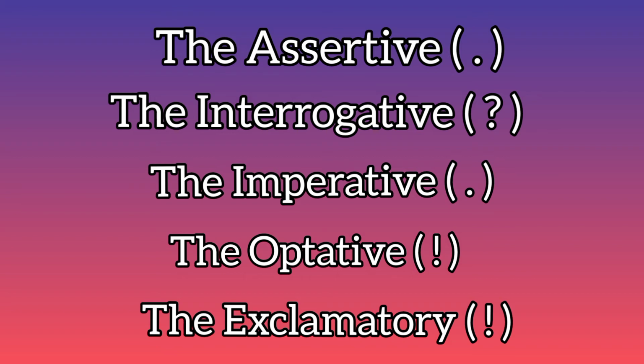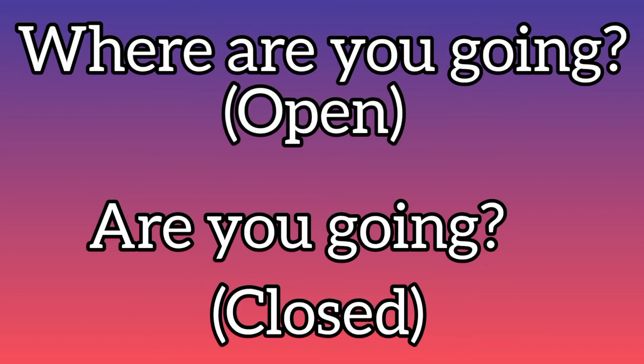The closed interrogative sentence can be answered in yes or no, and it does not start with a WH word. It starts with an auxiliary verb. For example, do you live in India? Now see here, no WH word is coming. This sentence starts with the auxiliary verb do. Do you live in India? And this question can be answered in yes or no. Yes, I do. No, I don't.